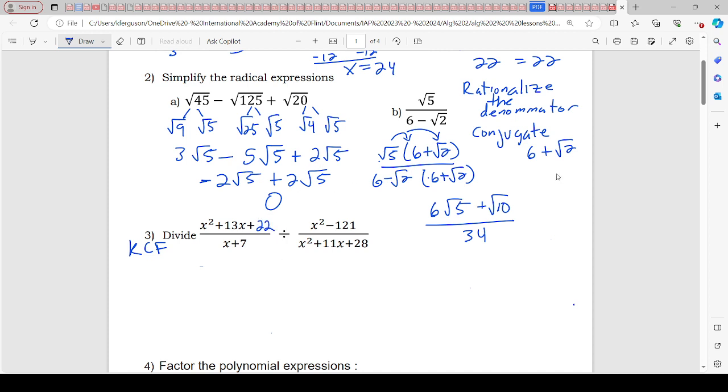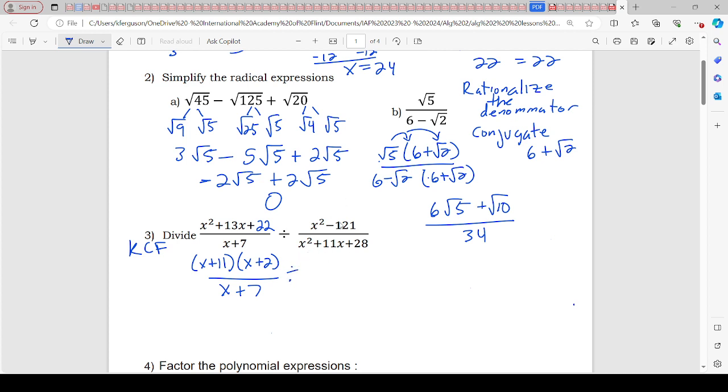So anyway, it's 22. So what two numbers do you multiply to get 22, but when you add them, you get 13? 11 and 2. Wow. That took a whole lot of stuff to get to that point. Sorry about that. And then we got x plus 7 on the bottom.